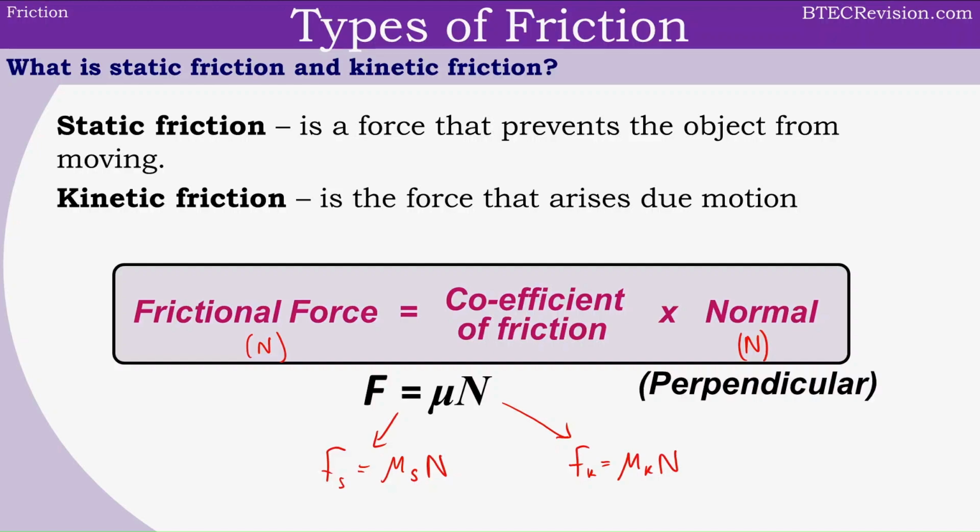One very important point to note is that the normal should be perpendicular to the ground. For example, if we have the ground here and we have an object, then the normal force is 90 degrees to this ground. And if it's at a slope, then the normal force is drawn at 90 degrees to the slope here.